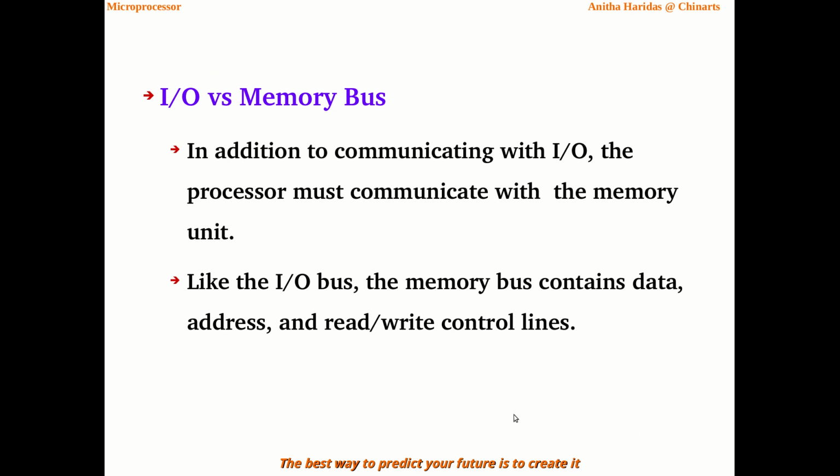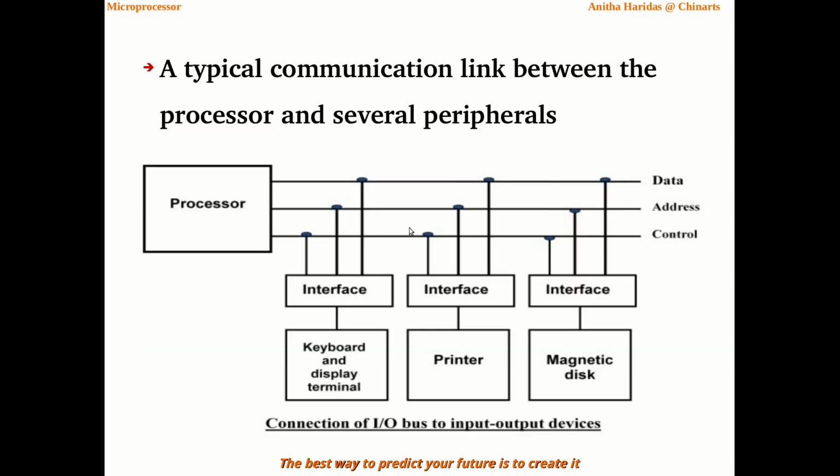Okay. Now, apart from all these input-output devices, you will have memory bus also in the input output interface unit. Now when I say memory bus, apart from the processor, here in the diagram the processor is communicating with the keyboard, printer and magnetic disk. So apart from these peripheral devices, the processor will be communicating to the memory also. You will have a memory here. The processor needs to communicate with the memory also.